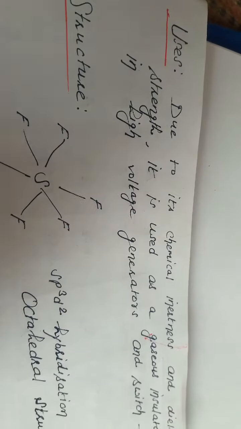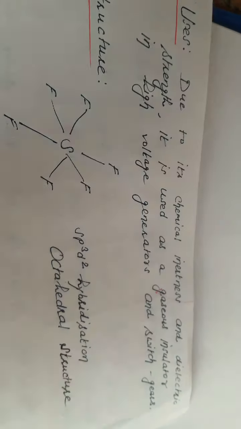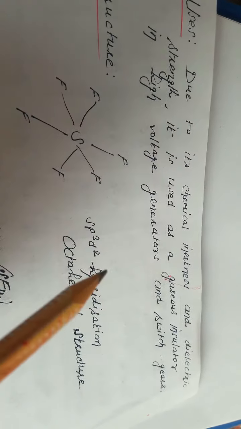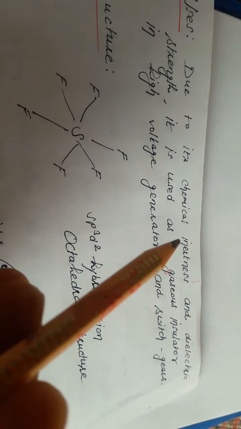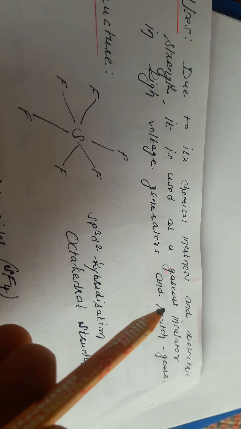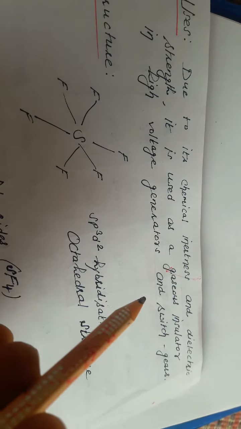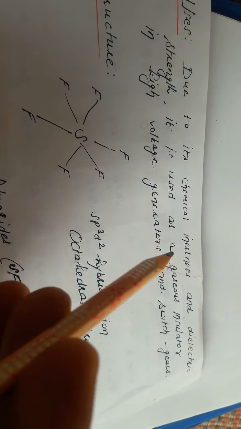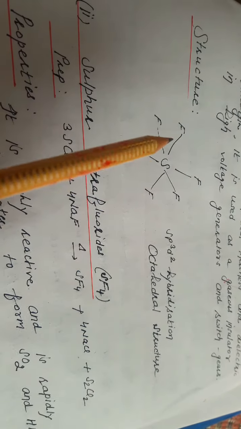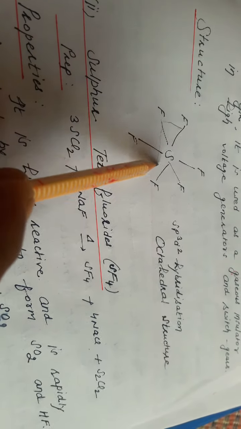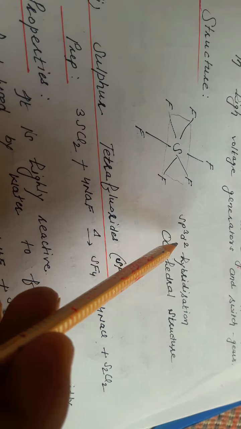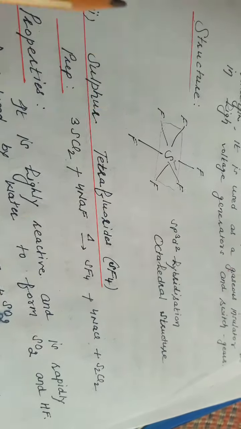Next is uses. Due to its chemical inertness and dielectric strength, it is used as a gaseous insulator in high voltage generators and switch gears. This is also an important reasoning question: why is SF6 used as a gaseous insulator in high voltage generators and switch gears? Because of its chemical inertness and dielectric strength. This one is its structure. It has an octahedral structure, and the hybridization is sp3d2 of the central sulfur atom.